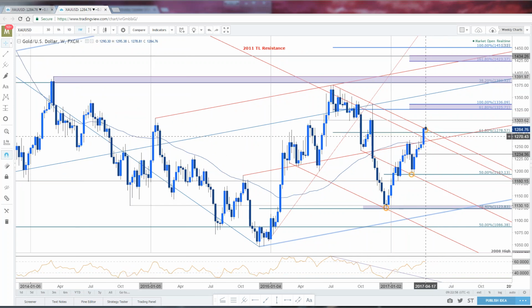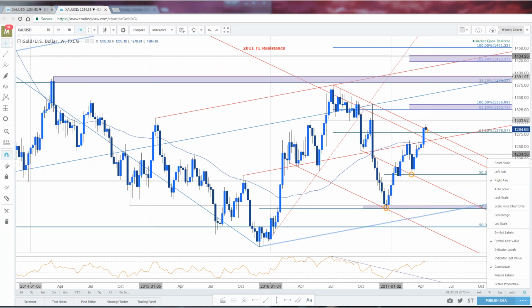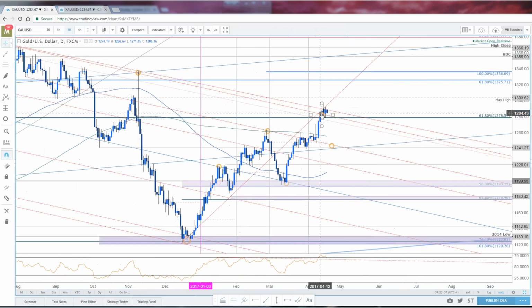That would require a close above 1290. So for me, the weekly range is just going to play people out.